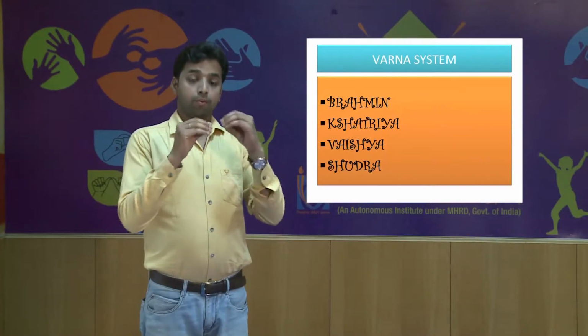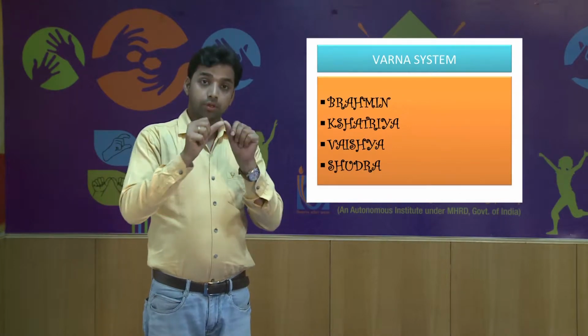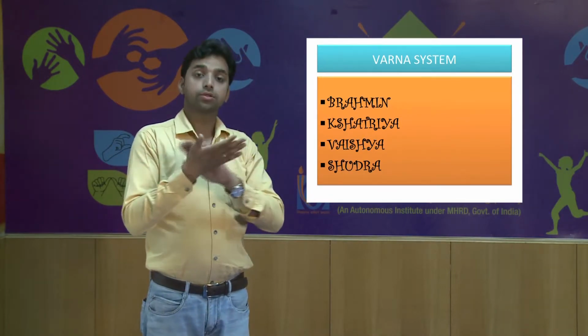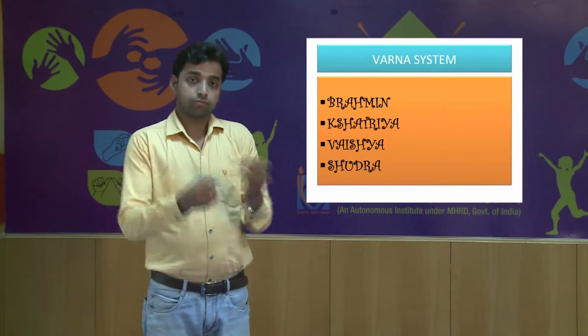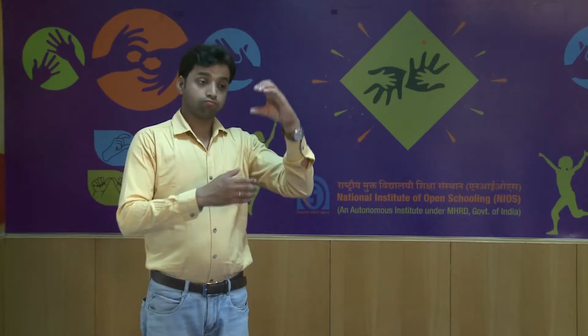Are you aware of the Varna system? The Varna system divided the society into 4 castes: Brahmin, Kshatriya, Vaishya, and Shudra. These 4 categories developed as the result of wars between the people of the same tribe and sometime other tribes. Those who won the war dominated the other tribes.